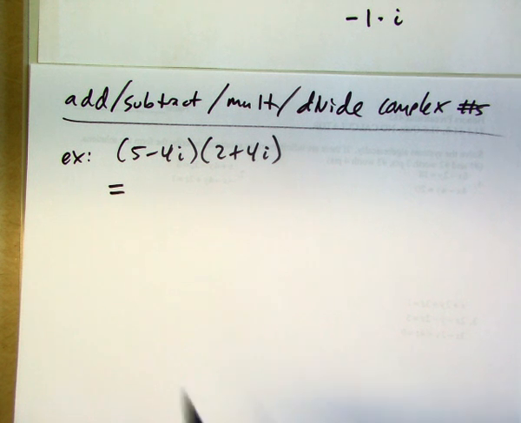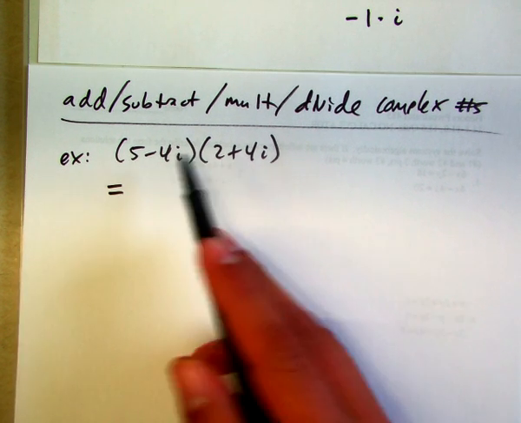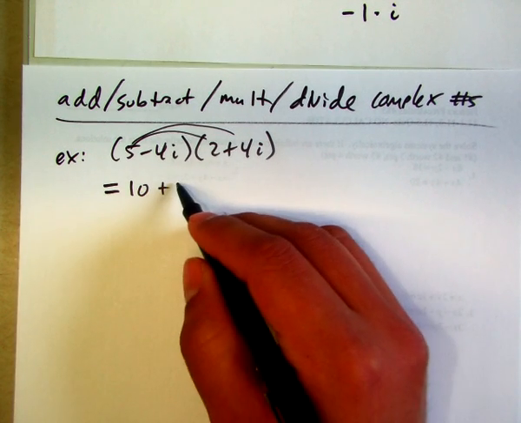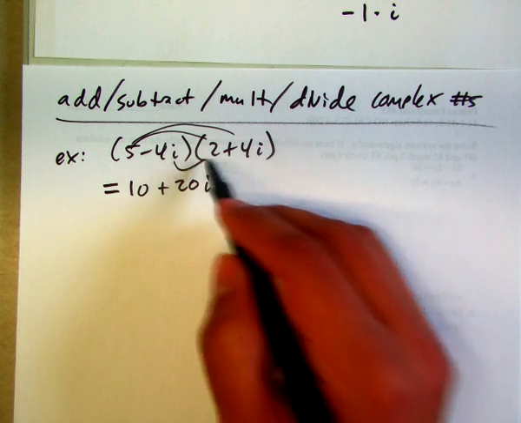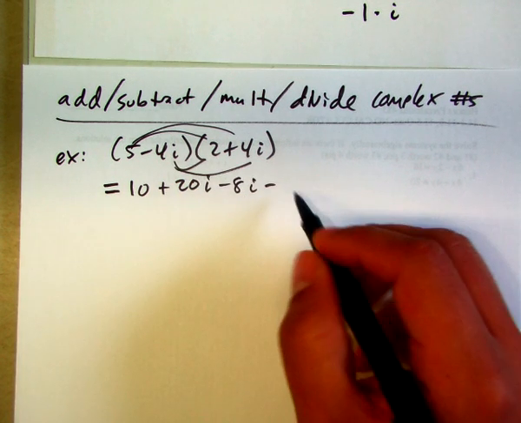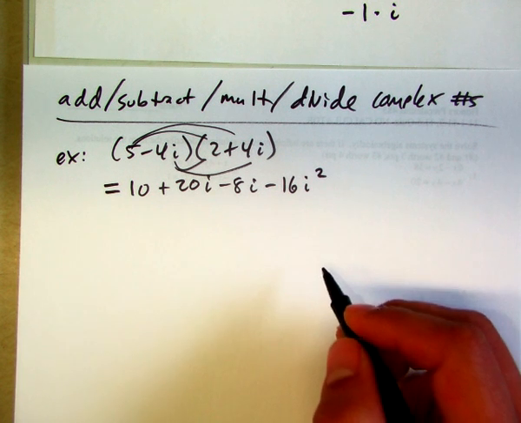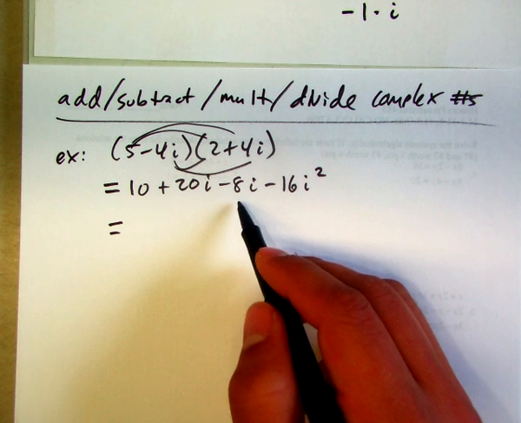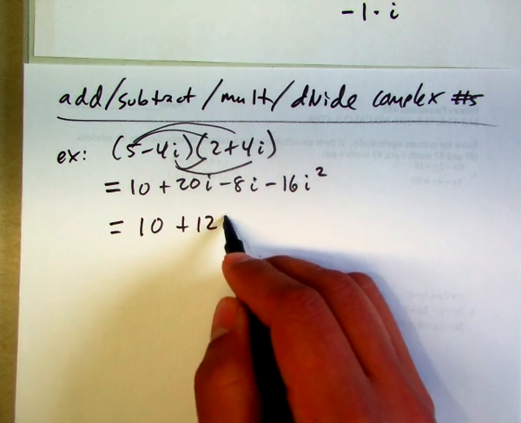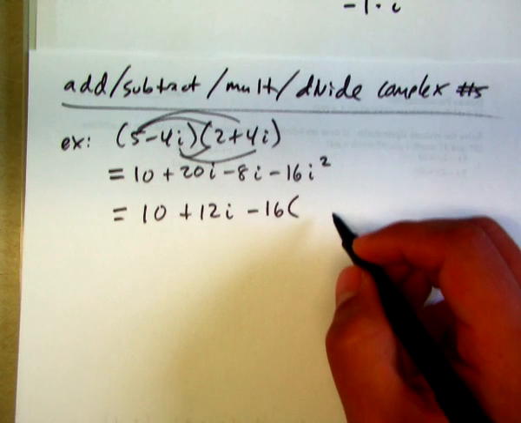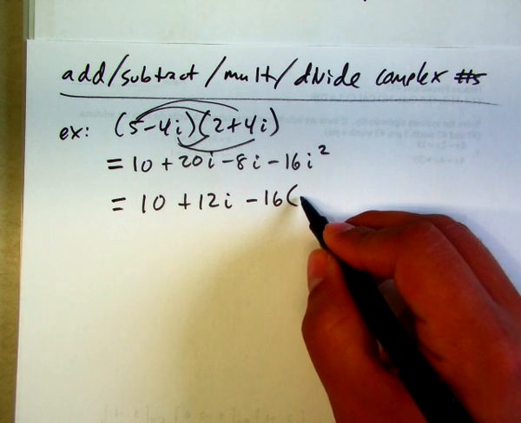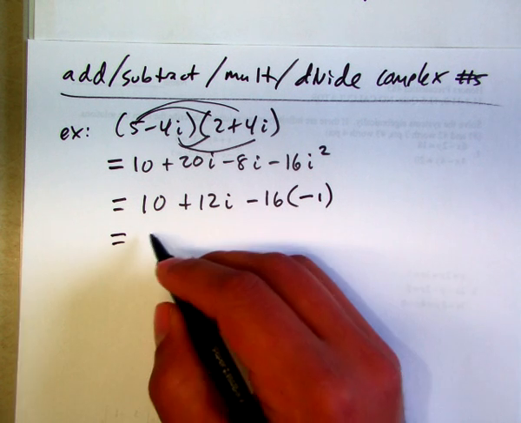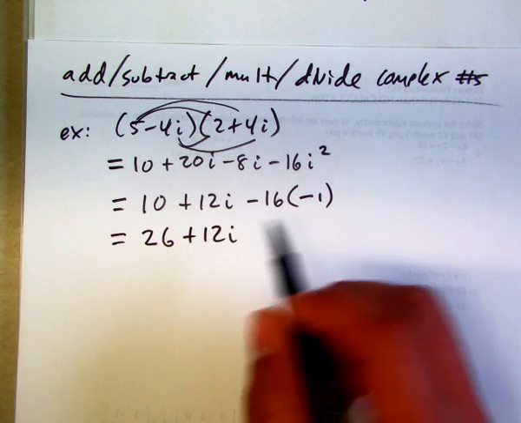So what do you think you should do here? Sure. So we get 10 plus 20i minus 8i minus 16i squared. We can combine some things. 20i minus 8i is 12i. Minus 16, what's i squared? -1. So I really have 10 and then add 16. That's 26 plus 12i, your final answer.